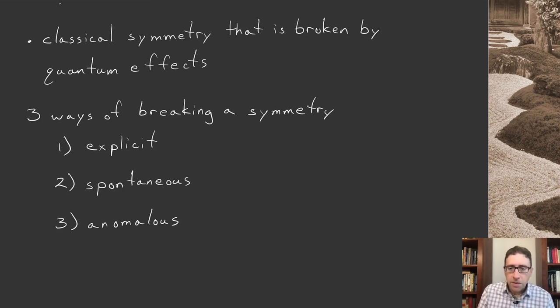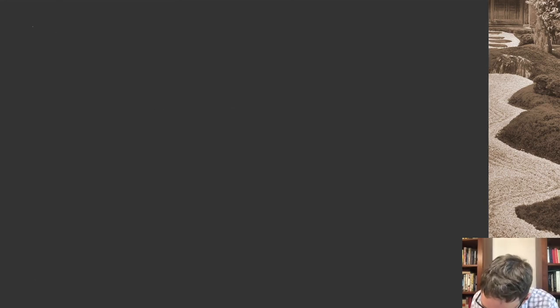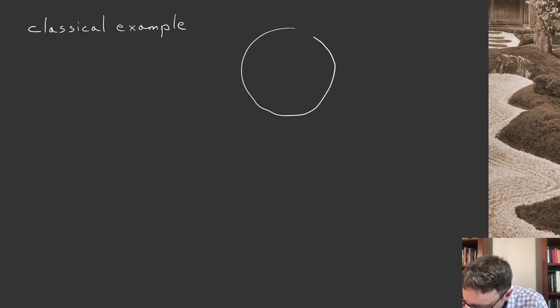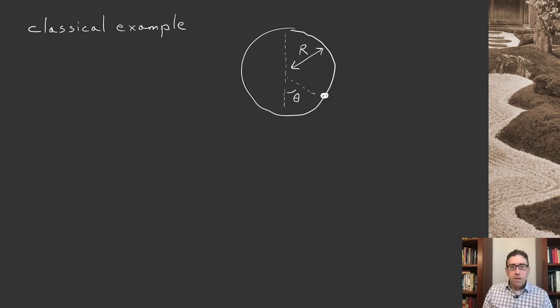Let's take a very simple example, actually a classical physics example to start out with and just refresh our memory of what these different concepts are. So a classical example. We're going to take a massive bead on a wire, a circular wire. Here's my circular wire. It's going to have a radius r. Here's my bead sitting on that wire, and I'll parameterize its position on the wire by an angle theta. It's going to have a mass m.